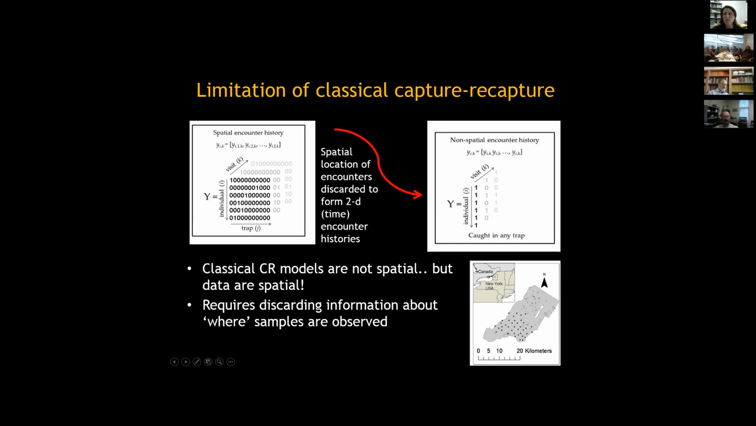So why do we have to do this? Well, these classical capture-recapture models have no spatially indexed variables or parameters. So if we apply these models, then we need to summarize the data. To do that, we summarize over the spatial dimension.